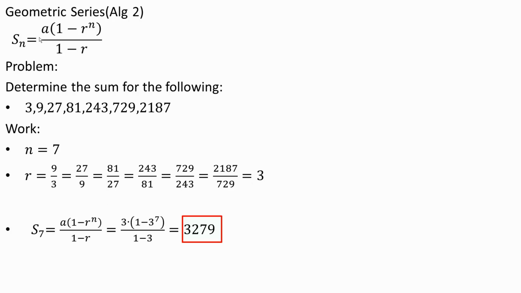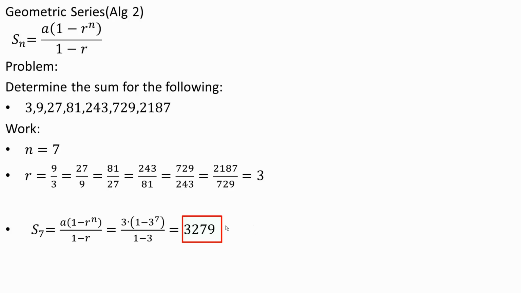So let's use that formula. s sub 7 is equal to a, the first term. The first term is 3. So 3 times parentheses 1 minus r, where r is 3, raised to n. How many terms do we have? 7. Divided by 1 minus r. r is 3, so divided by 1 minus 3. And if you use a calculator, you would get 3,279.